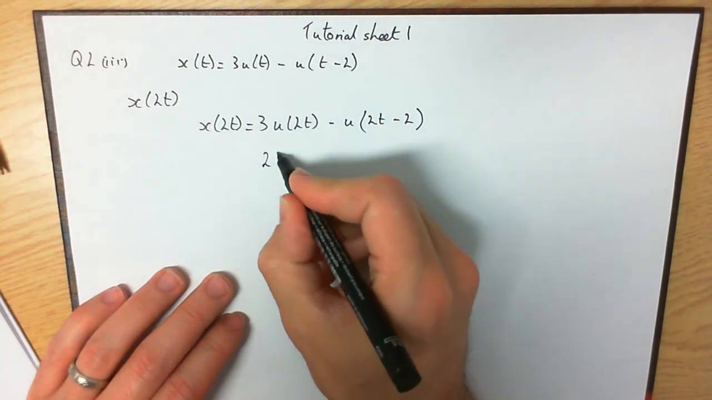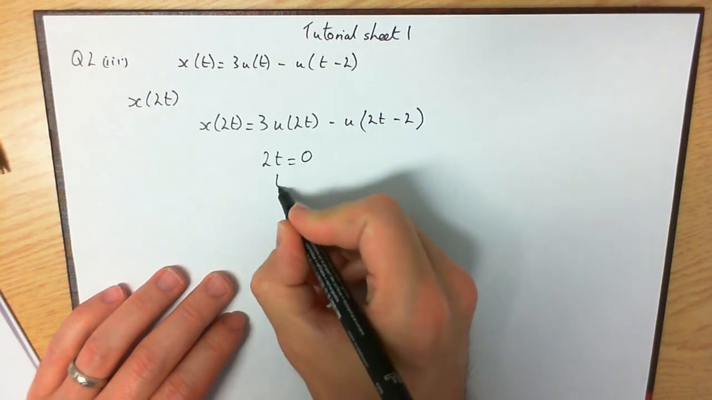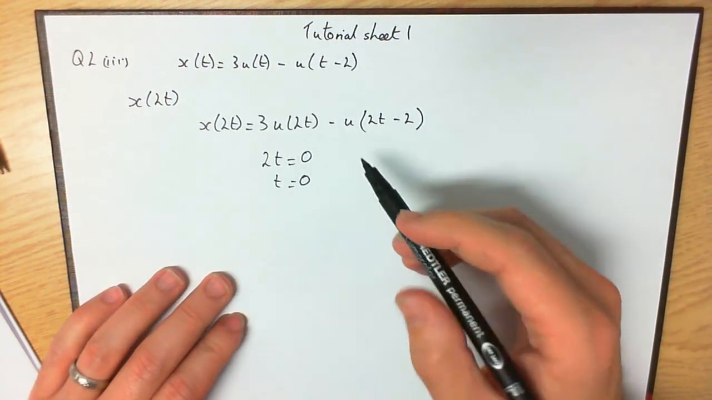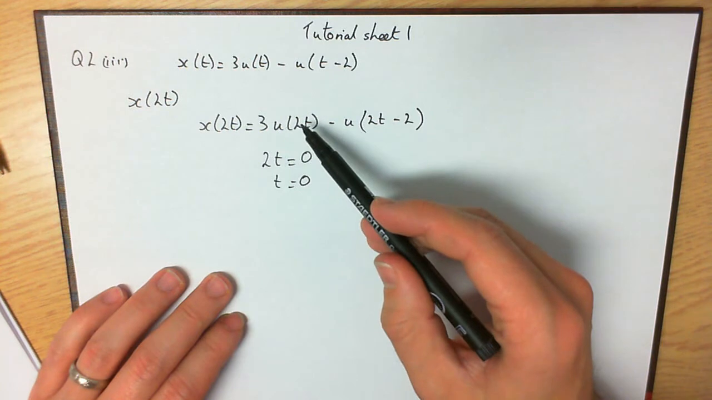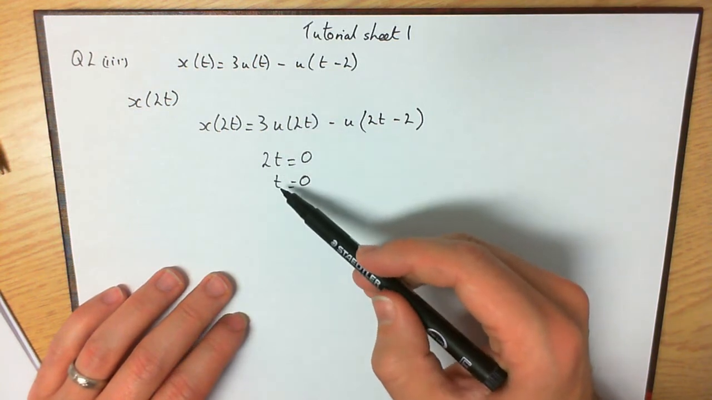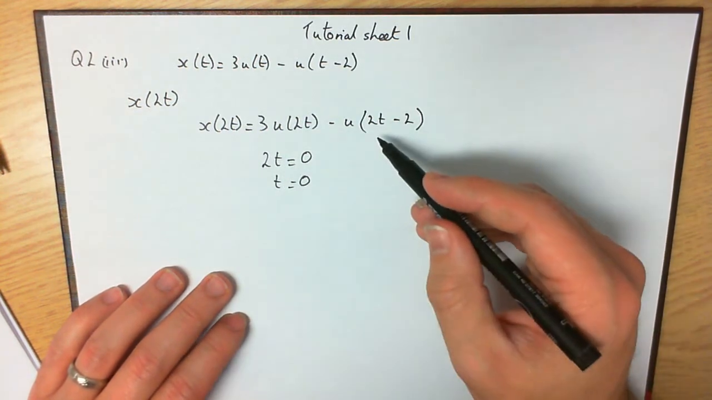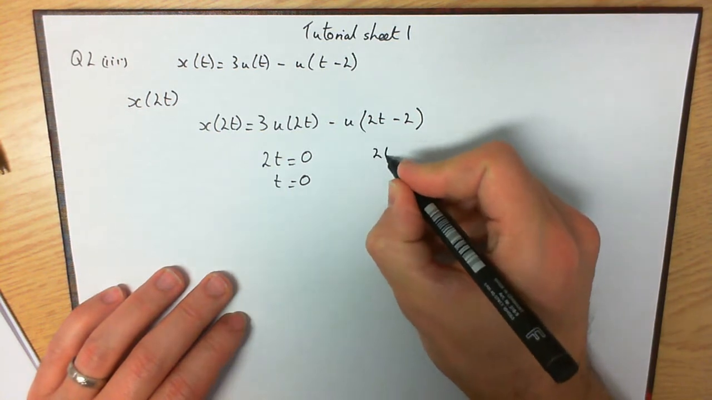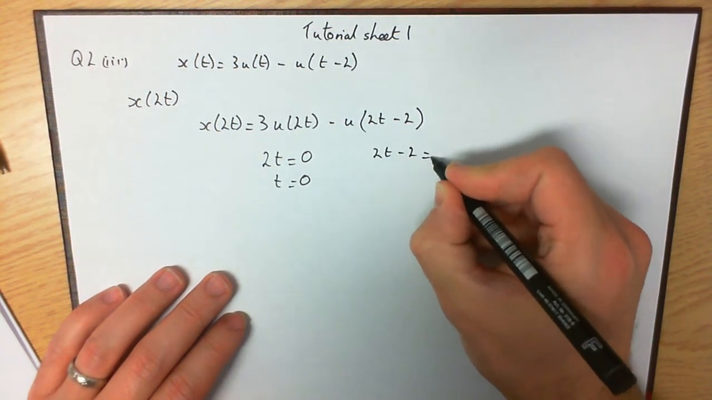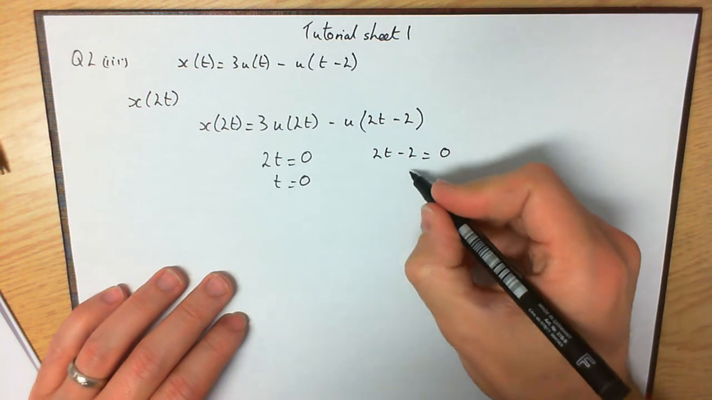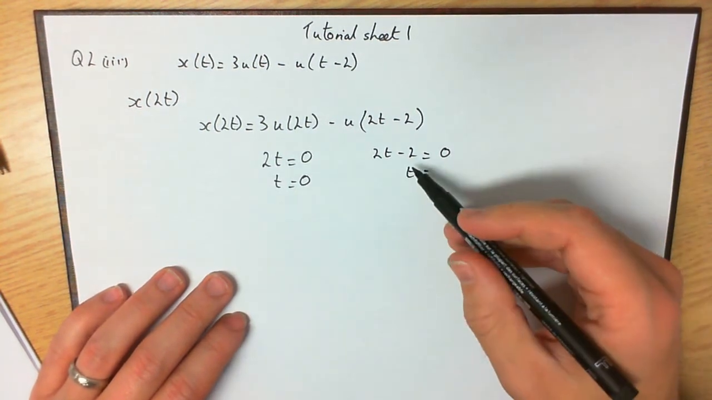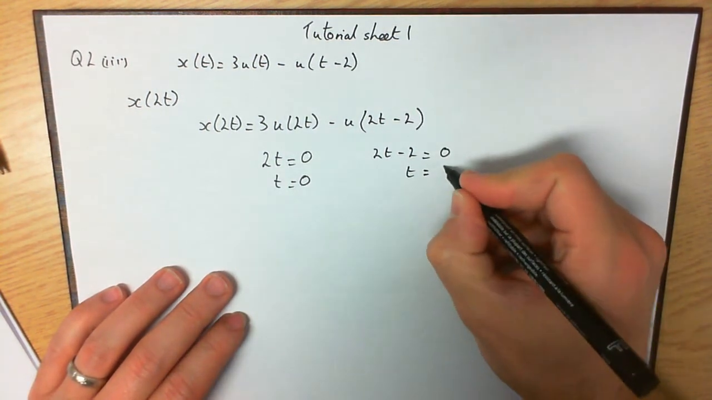So when does 2t equal 0? Well, of course, t equals 0 at time 0. In fact, for any multiplication of t, it would still be at time 0. However, for this function, we're looking for the argument when 2t minus 2 is equal to 0. If I rearrange that, I get that occurs at time t is equal to 1.